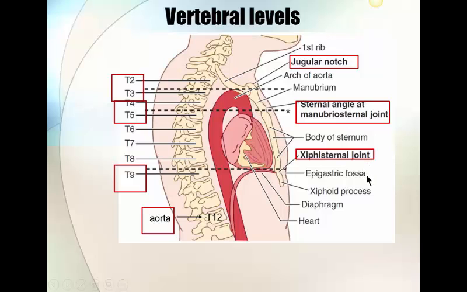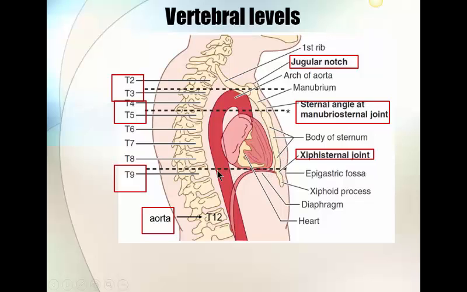So let me begin where we left off yesterday. Now this picture shows you some important vertebral levels that I would like you to pay attention to. So for example, if you take the jugular notch and you take a line across it, it hits the intervertebral disc between T2 and T3. The sternal angle, or what is called the manubriosternal joint, hits the intervertebral disc between T4 and T5.